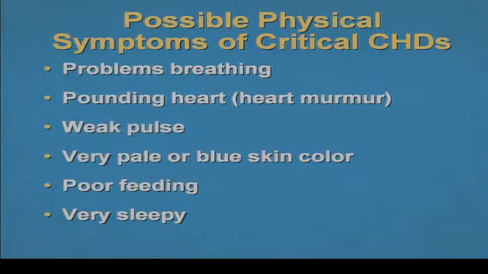Some possible physical symptoms of critical congenital heart disease or defects include problems breathing. It could include a heart murmur or pounding heart in the newborn, a weak pulse. They can have very pale or blue skin color. They can be poor feeders and very sleepy. So these are some of the possible physical symptoms that might appear if a baby had a critical heart defect.